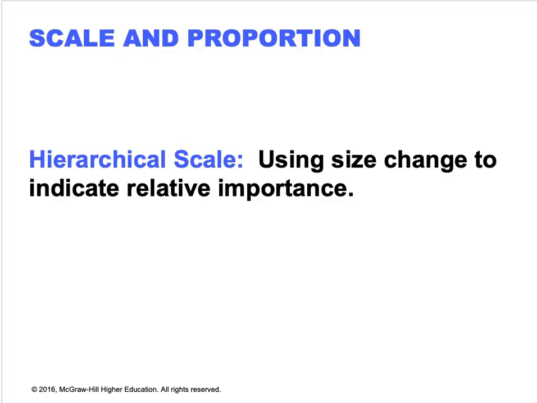Another aspect of scale and proportion is this thing in art we call hierarchical scale. And that's where we use the change in size to indicate the importance of something. I've actually mentioned this before. I believe we were talking about Egyptian art. There was another type of art we were talking about where the king or the queen or the pharaoh is depicted really large, and then the servants or the lower class people are depicted small.